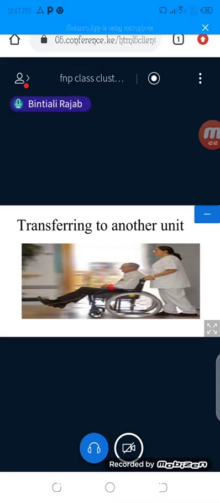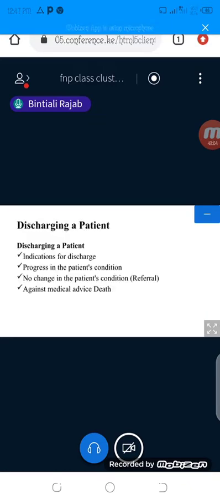So this is a picture of a nurse transferring a patient. This is a stable patient, so maybe I transfer you in a wheelchair. But if the patient has worsened in condition, you might need to transfer with something like a stretcher, not a wheelchair. So it depends on the condition of the patient. It will guide you on the mode of transferring that patient.